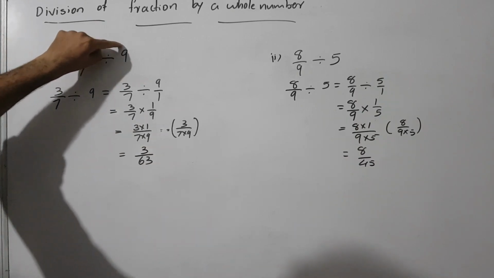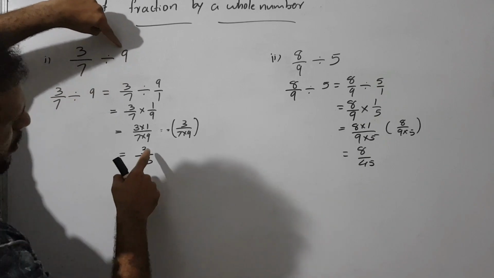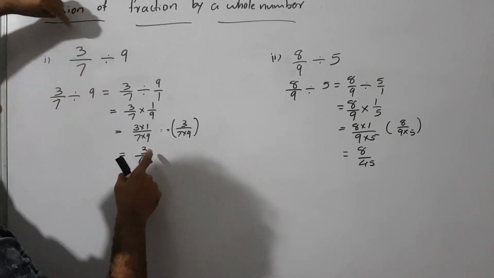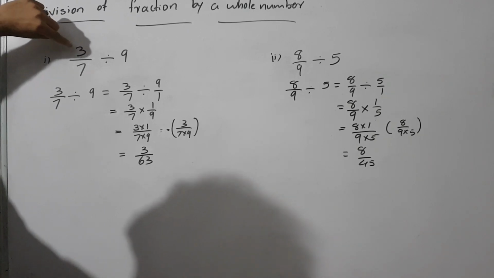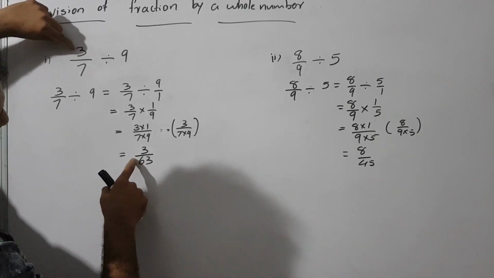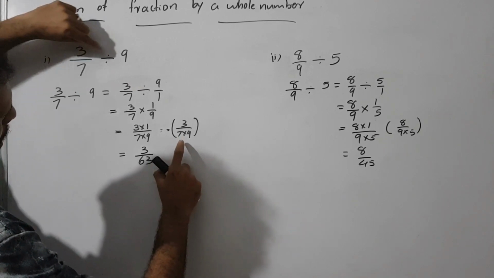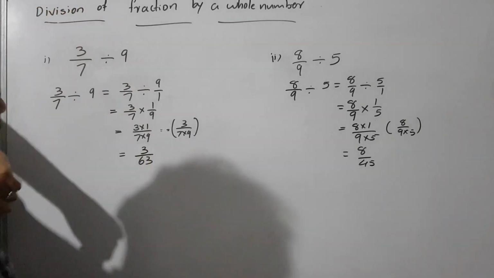3 by 7 divided by 9 is equal to 3 by 63. How do we get 3? This 3 is the numerator, correct? Then what is 63? 63 is the product of the denominator and the whole number, 7 into 9.